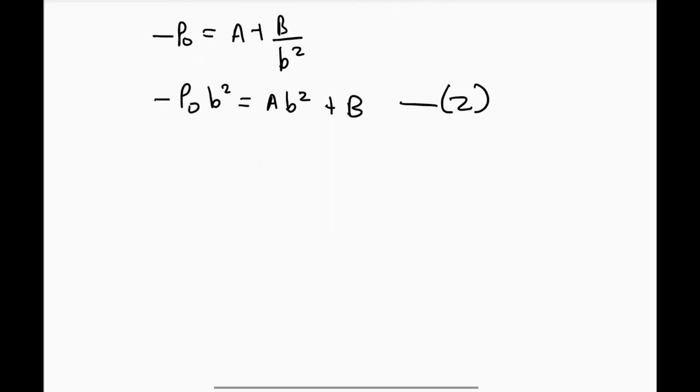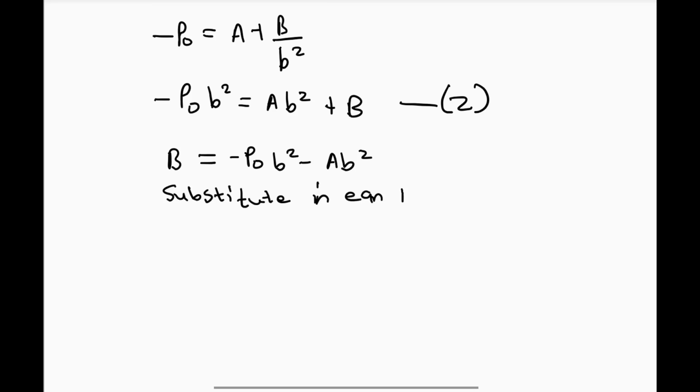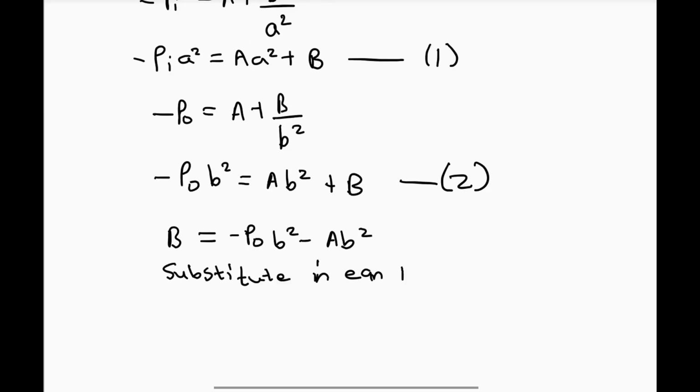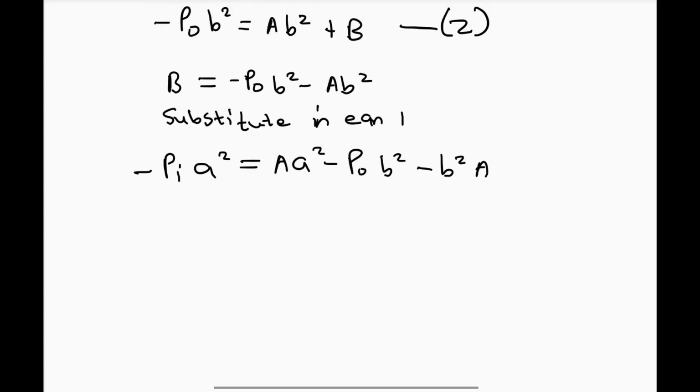So the next thing is that in my equation 2, I'll make B the subject. So making B the subject, I have my equation as negative P0 b squared minus A. So I'll then substitute in equation 1. So substituting in equation 1, I'll have that. So the next thing will be to make A the subject. So making my A the subject, I'll have negative Pi a squared equal to that.